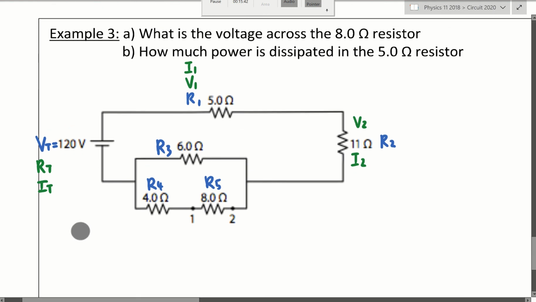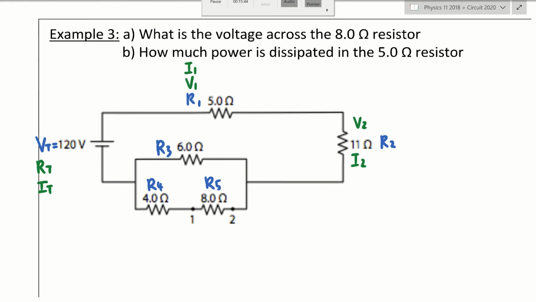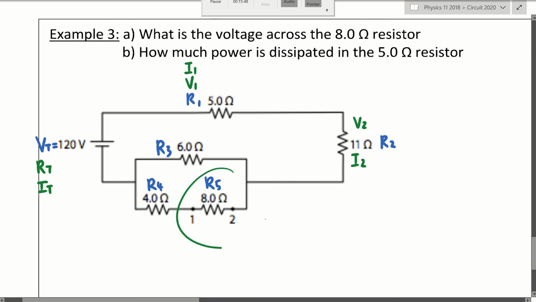Okay, so now in this question, the last example is going to be, we want to find the voltage drop across the 8 ohm resistor. We want to find the voltage drop at that location, which is going to be called V5.